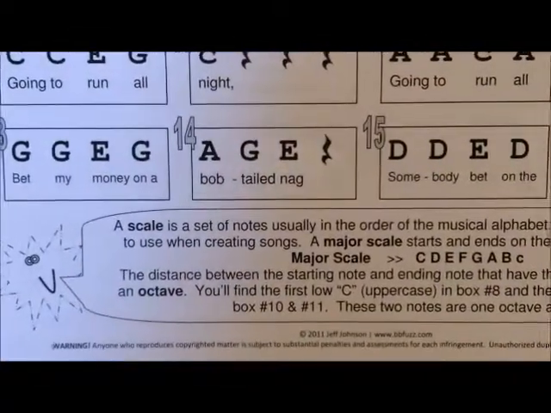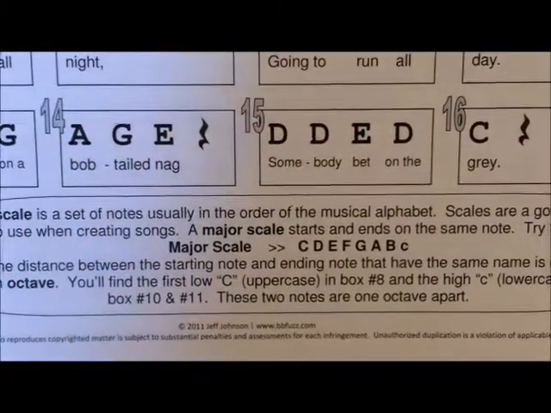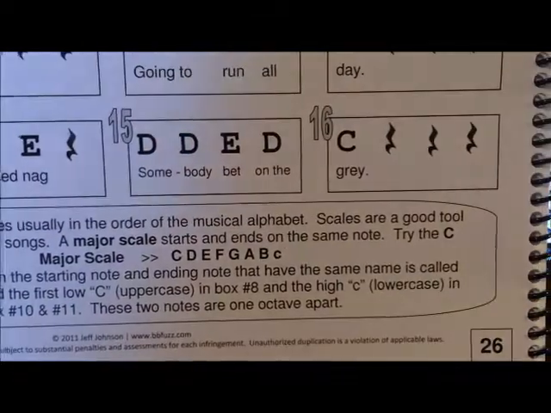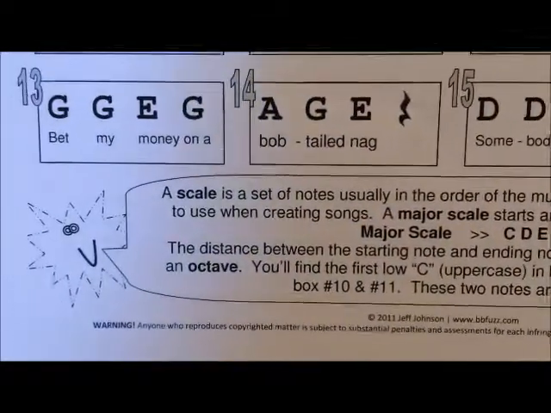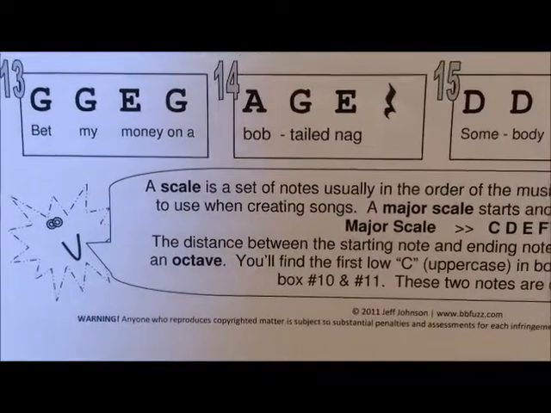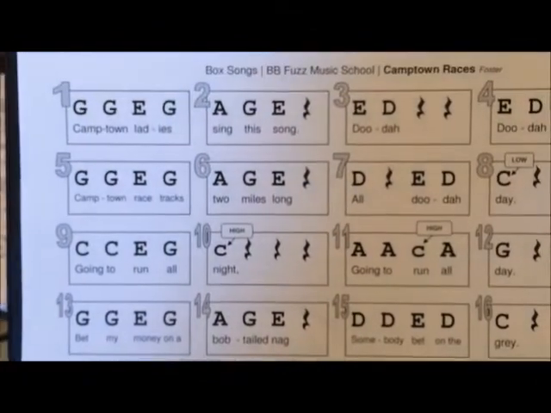A little information about a scale today. A scale is just a series of notes used to create music. So read at the bottom of the page a little bit about a scale. You can also read about a word that's called octave, which has to do with the low and the high C. So play through, keep a steady beat.